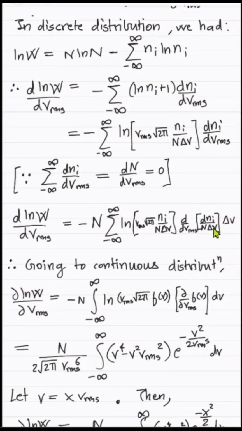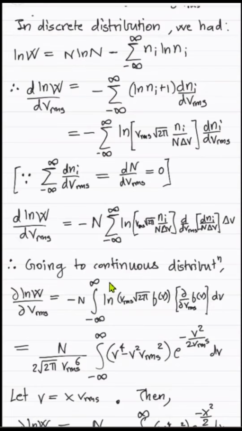That's usually what this is, because our delta V is independent of how we change the VRMS, really. So this term is just the derivative of f of V with respect to VRMS. Then you have delta V, which will change to dV, and then of course we divide by capital N over there. You have to multiply by capital N as well to keep the equality. And then you can write it as an integral.